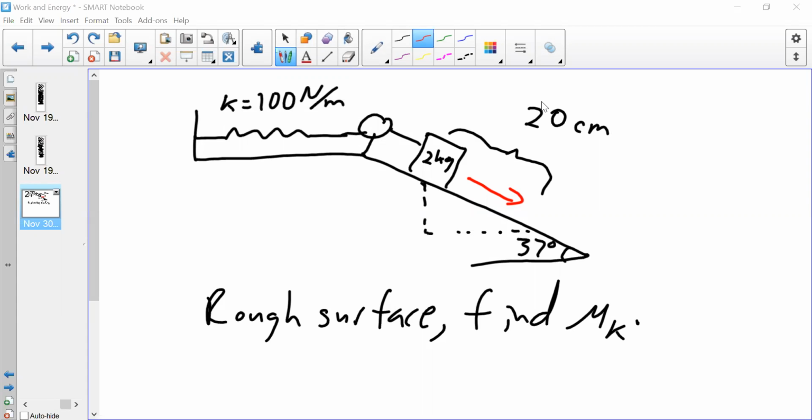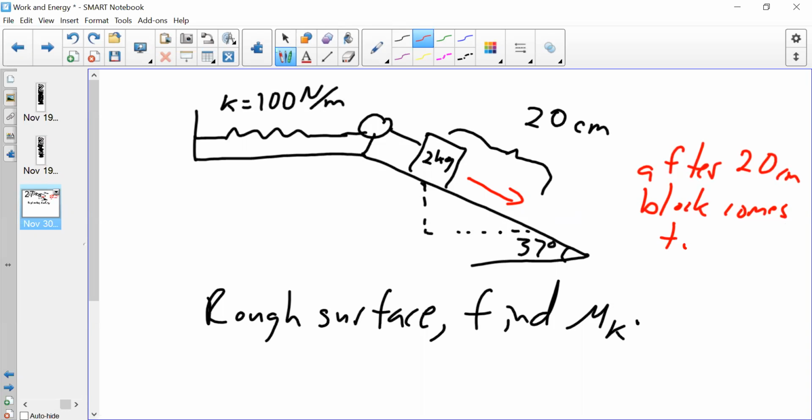Mr. Kelly, so after 20 centimeters, it stops? Yeah, it comes to rest. So 20 centimeters. It doesn't necessarily get to the edge of the ramp, but it just travels 20 centimeters. So that's all that's important.